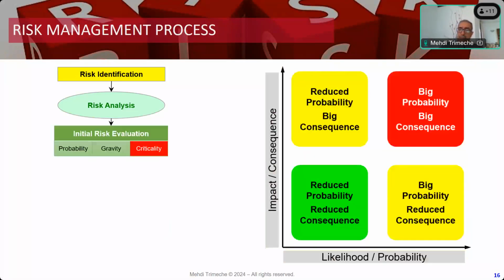We evaluate the risks as per defined evaluation criteria. So we need to define criteria and then evaluate the risks as per these criteria. And we classify risks. After the initial risk classification, you can see here the classification on the right part of the slide. So here we have the reduced probability and reduced consequences, which are the acceptable risks. We have the reduced probability with big consequence, or the reverse, big probability and reduced consequence, which are risks that the company can accept or refuse. And we have the big probability and big consequence, or both of them, which are the not acceptable risks for the enterprise.